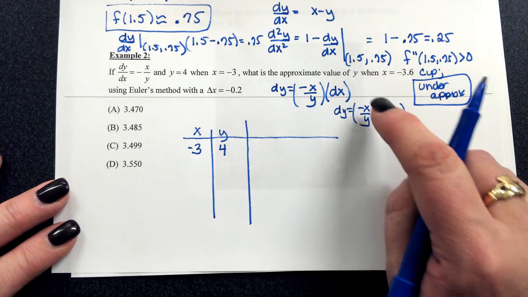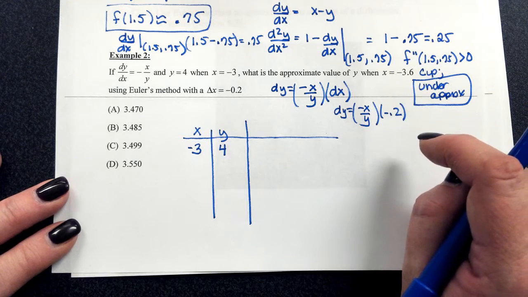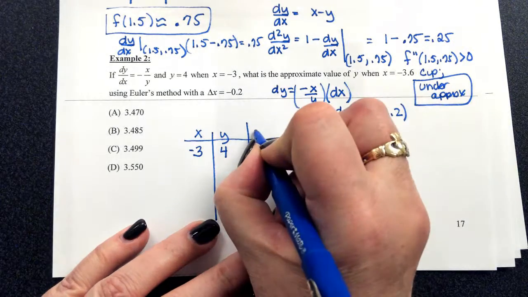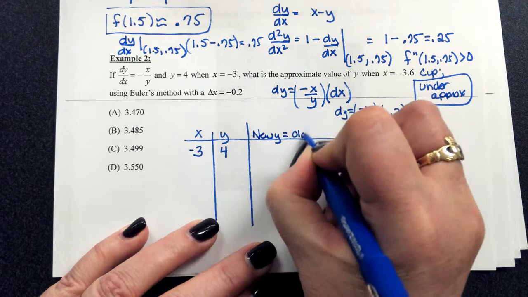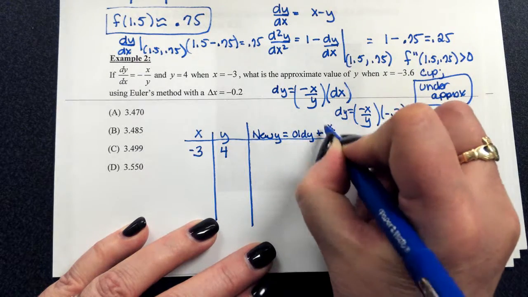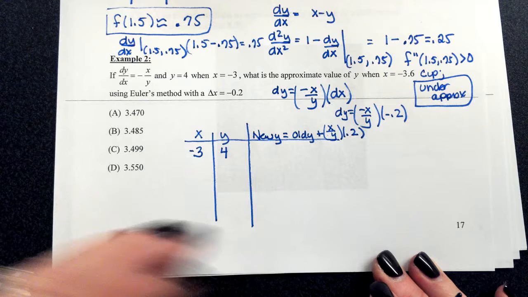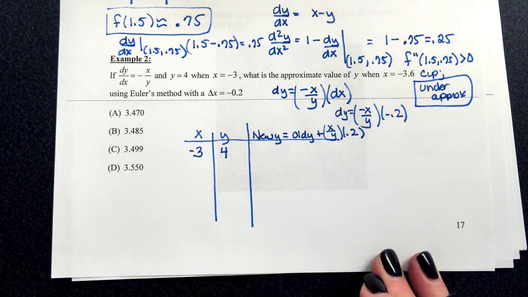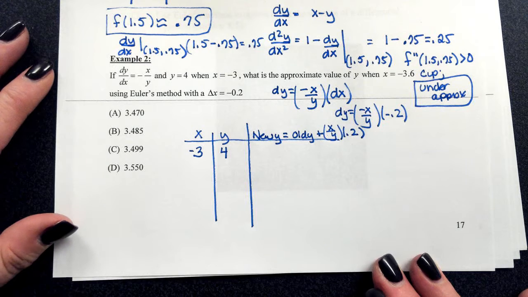And you could write this as just x over y times 0.2 if you want, since I know a negative times a negative is a positive. So then my new y will be equal to old y plus my dy, which is going to be x over y times 0.2. Again, you can leave it as negative x over y times negative 0.2, where we know a negative times a negative is a positive.